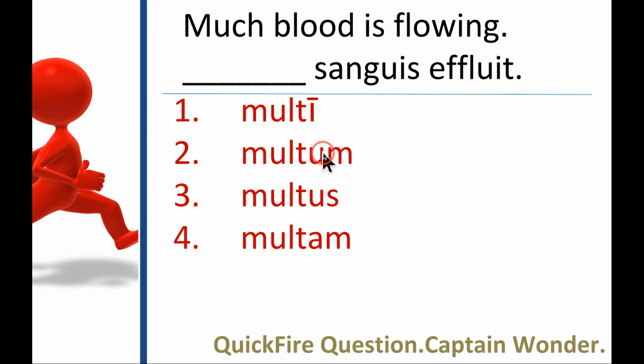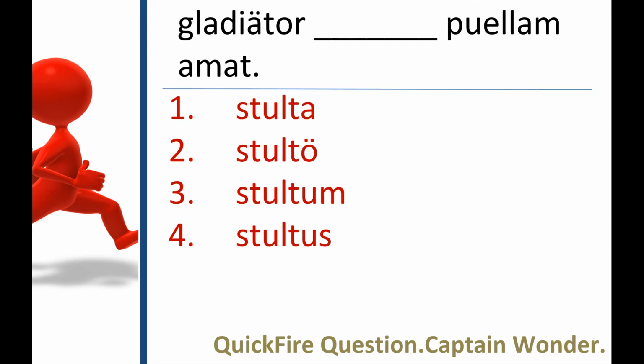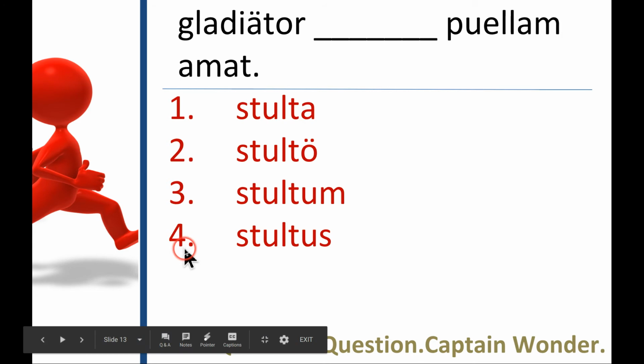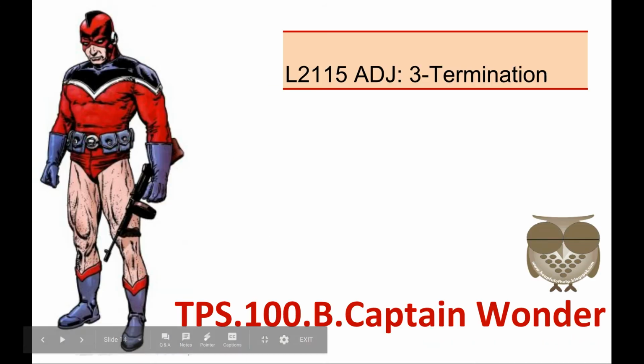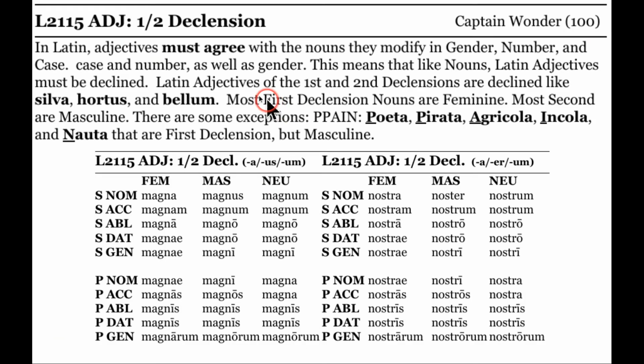Much blood is flowing, so it's got to agree. So what's doing the flowing? The blood, nominative, singular. So therefore, motus. The endings don't matter, it's just the noun. Gladiator amat puellam. The gladiator loves the girl. What kind of gladiator? He's a stupid gladiator. So I just said he, so he's masculine, and he's singular, and he's nominative. Therefore, it's number 4.